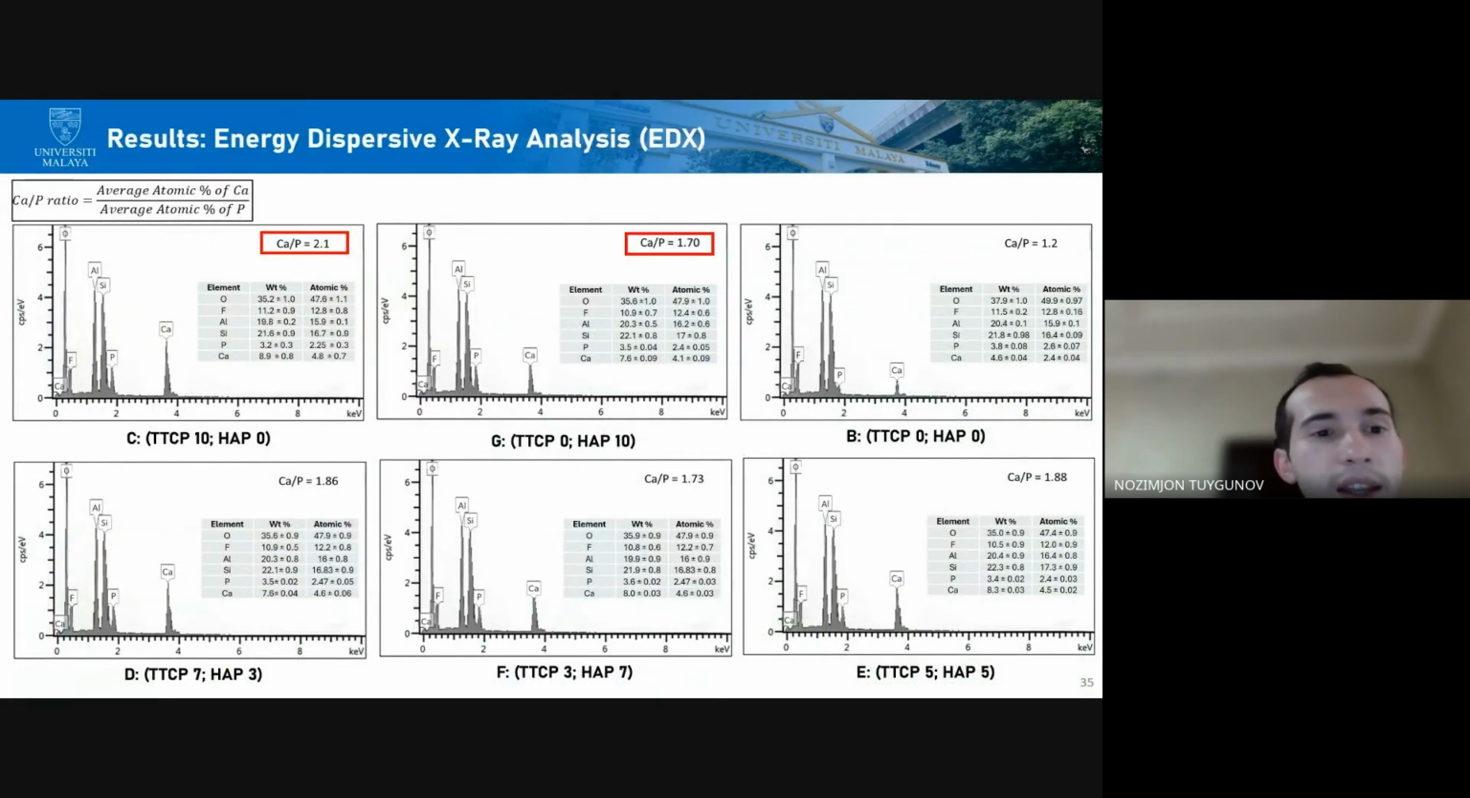Now we can see the XRD and EDX analysis of different groups. This is based on our objective 2. As you can see, group C consisted of 10% TTCP and 0% HAP, and group G consisted of 0% TTCP and 10% HAP. In group C, there was a higher calcium and phosphate ratio, which revealed 2.1. However, in group G, which consisted of HAP, it was 1.7.